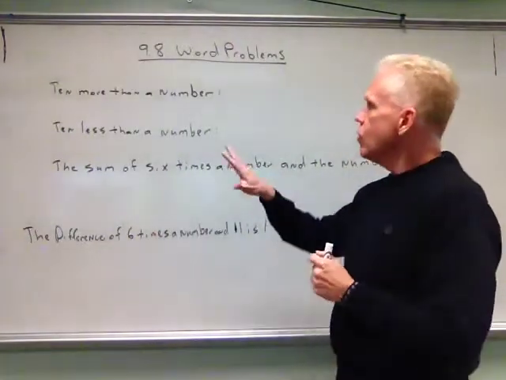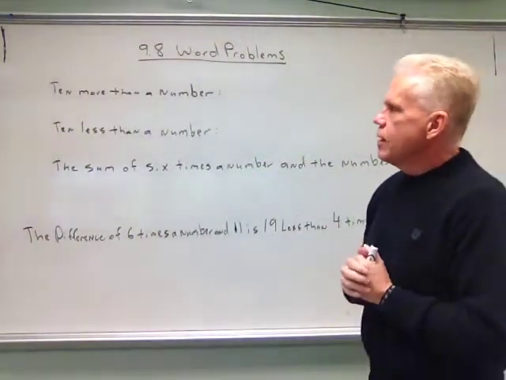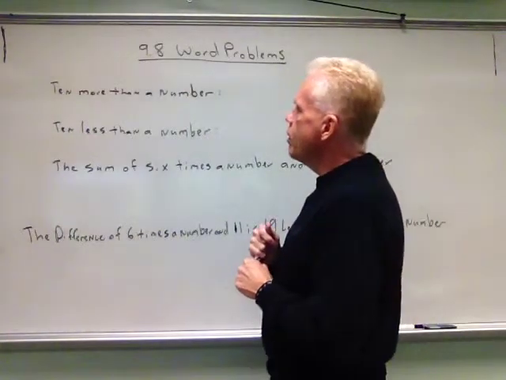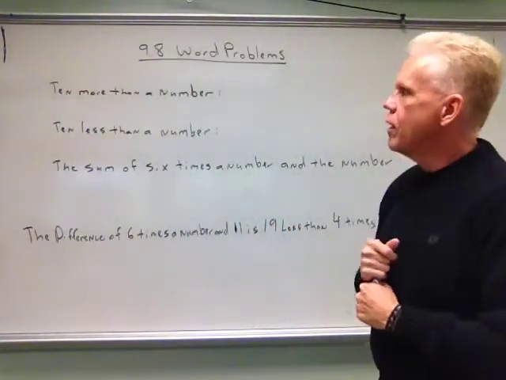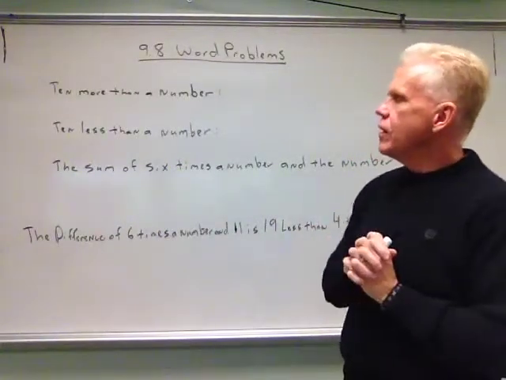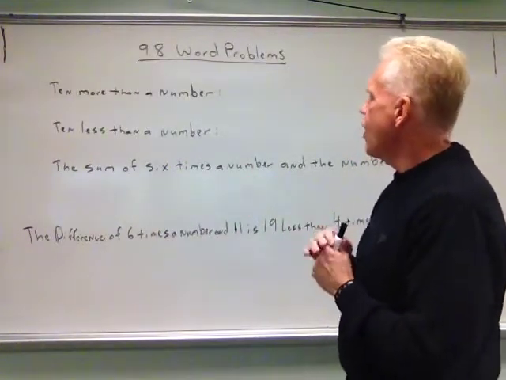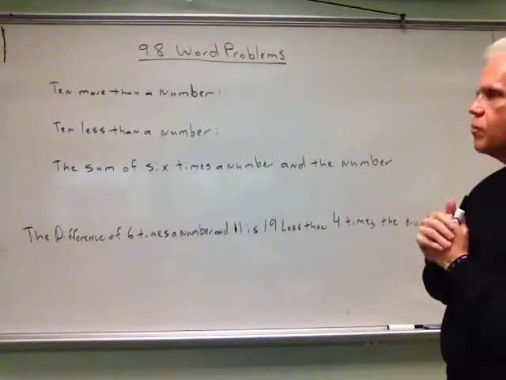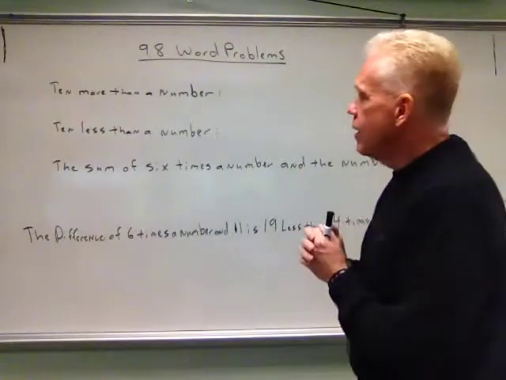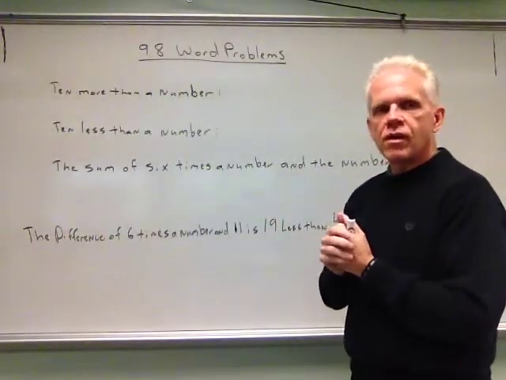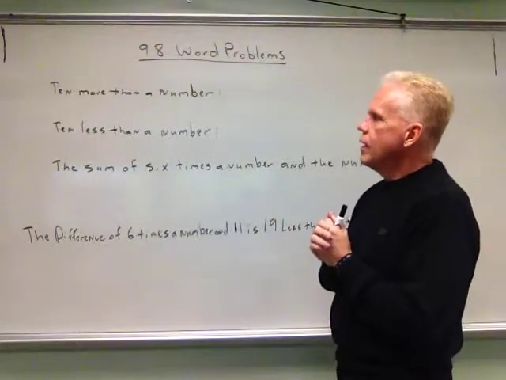These are things that I like to call word puzzles. 10 more than a number. What we look for in word puzzles are things like 10 less than a number, or the sum of 6 times a number and the number. Those are all word puzzle expressions that can be translated into simple algebraic expressions. Let's talk about how we can do that.